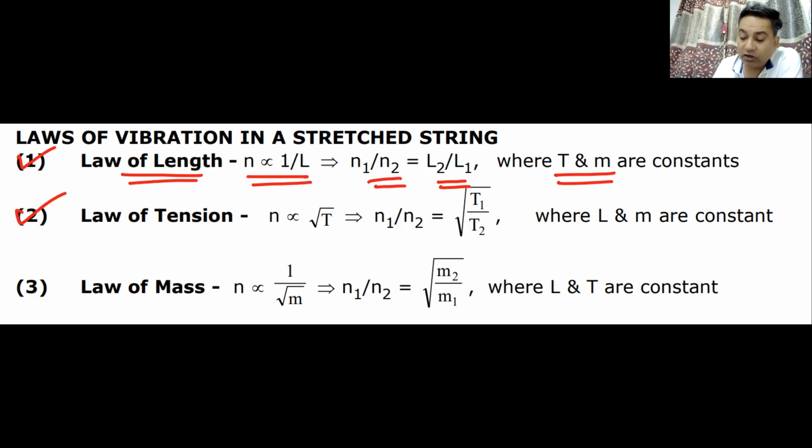The second formula is the law of tension. Frequency is directly proportional to root over tension. Remember, length and mass are constant. Law of mass: frequency is inversely proportional to root over mass per unit length. F1 by F2 will be equal to root over M2 by M1. Remember here, length and the tension in the string are constant.